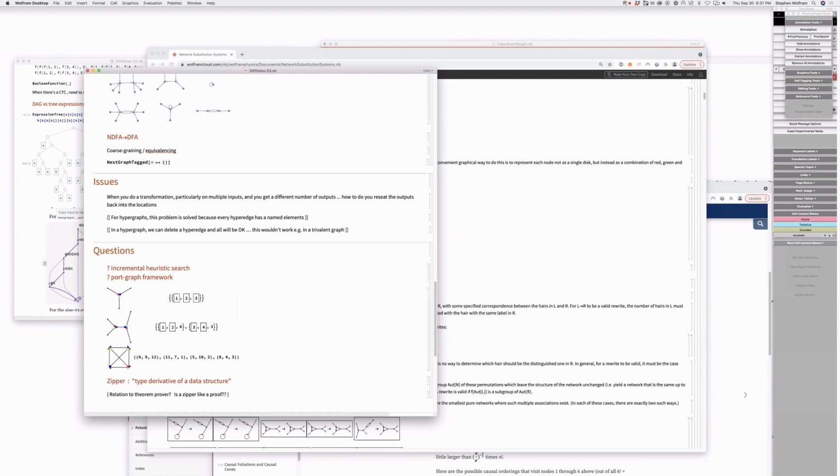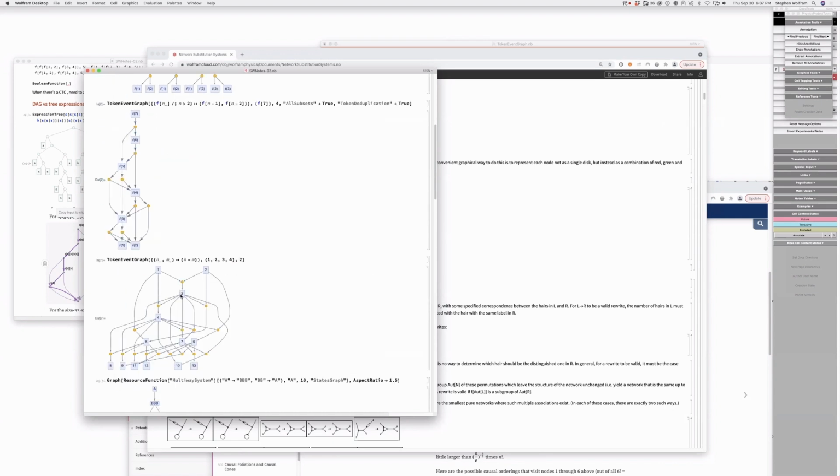Richard's commenting, hypergraphs are bipartite graphs where the partitions are for vertices and edge vertices. Yes. That I think is the same kind of thing as we have in these token event graphs, where they're the event nodes and they're the token nodes.